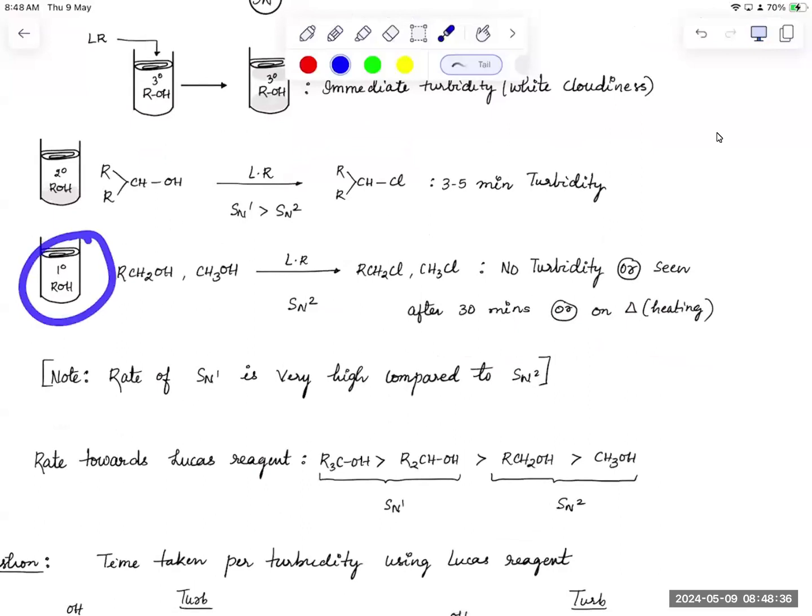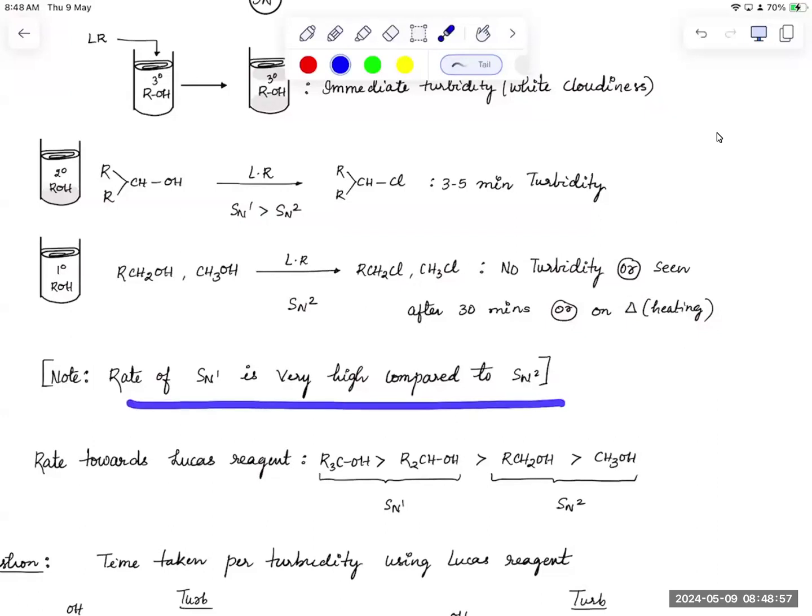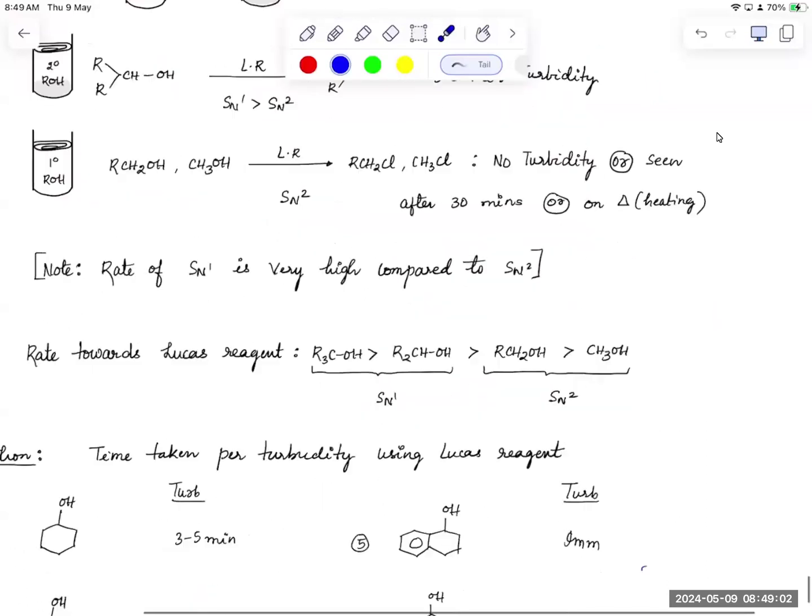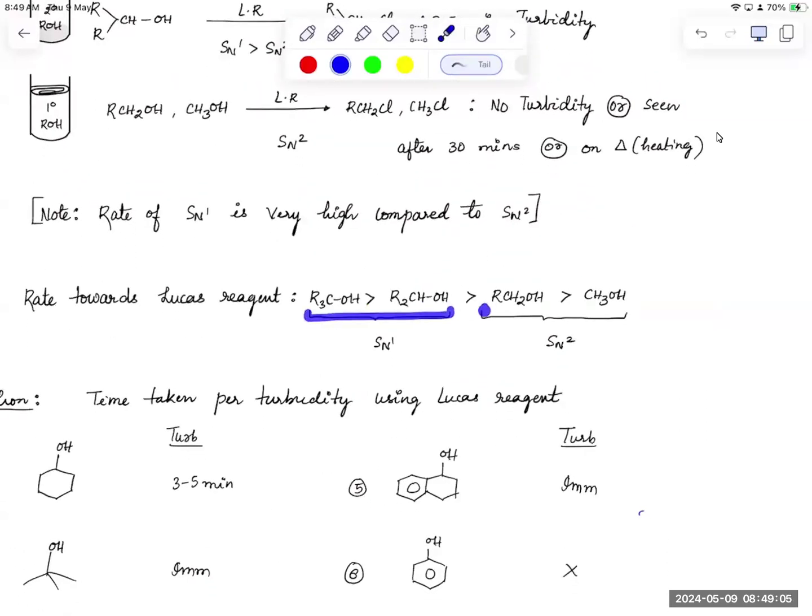Primary alcohol will never go for SN1 mechanism because the carbocation is not stable. So it would go for SN2 reaction, but the reaction happens extremely slowly. It is so slow that it might take 30 minutes or require heating for the reaction to complete. Okay. So remember, the rate of SN1 is very high compared to that of SN2. So the rate of reaction: tertiary is greater than secondary, than primary and methanol. Here SN1 is favorable, here SN2 is favorable.